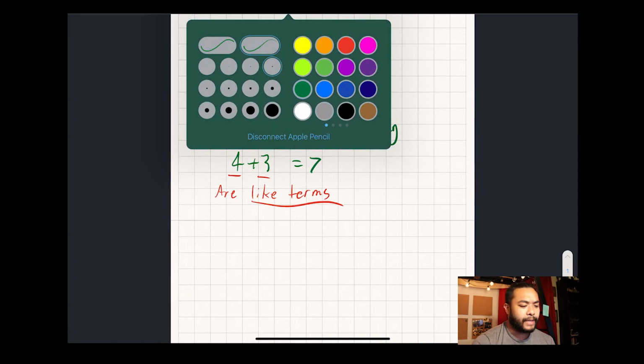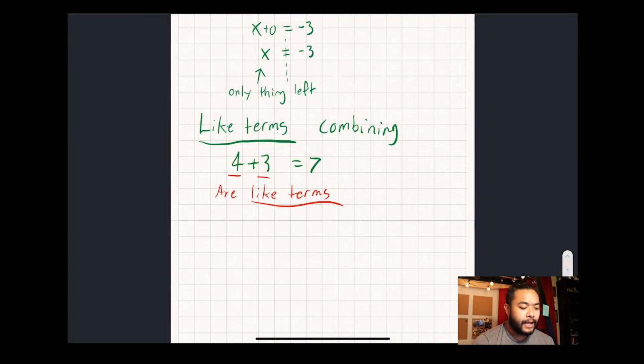So what does it take to be a like term? All you need is a couple of things. You need to have the same exponent and the same variable.